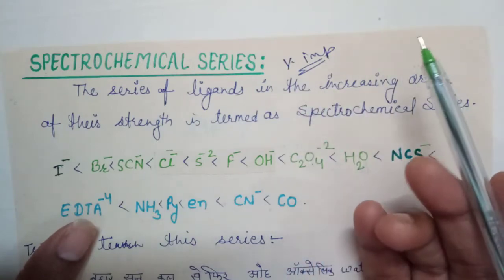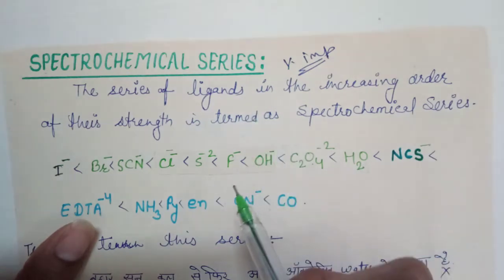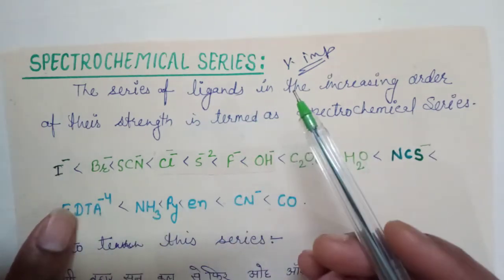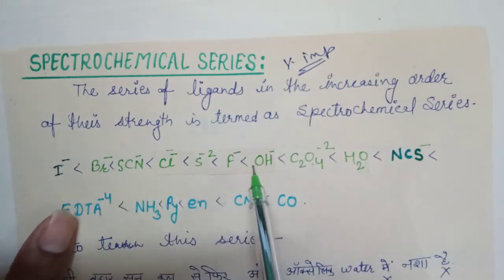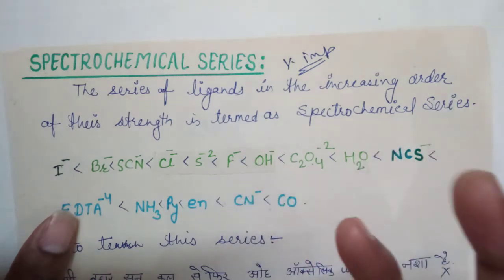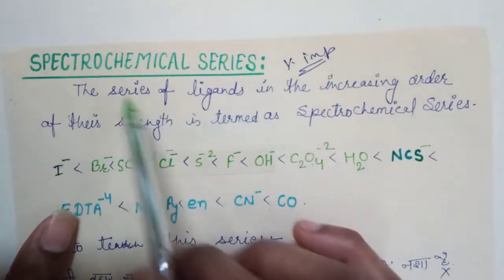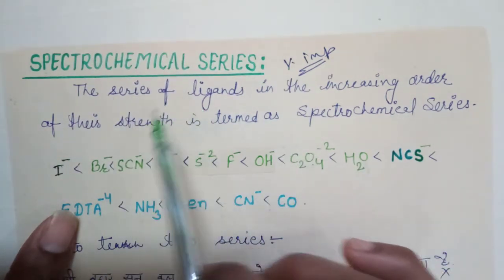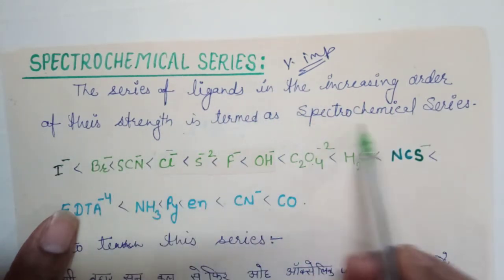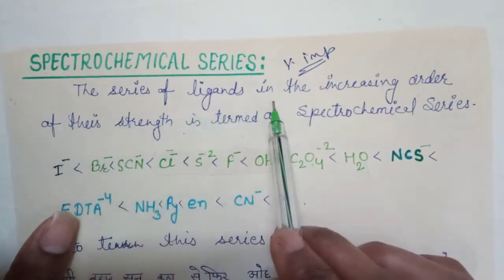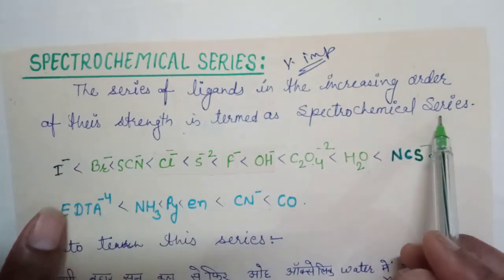As we have discussed, ligands are of two types, weak field ligands and strong field ligands. When the donor atom is a halogen, sulfur or oxygen, the ligands are weak field, while when the donor atom is carbon, nitrogen or phosphorus, the ligands are known as strong field ligands. Here a series is obtained by arranging the ligands in increasing order of strength. This is known as the spectrochemical series, the series of ligands in increasing order of their strength.